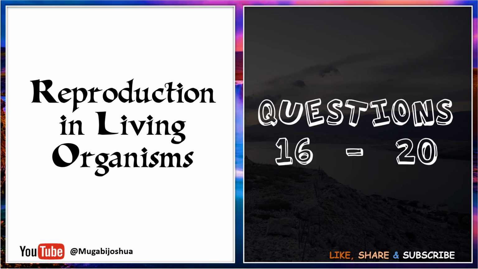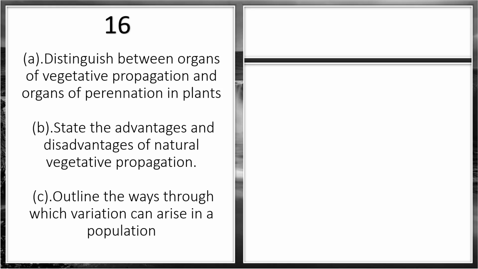Questions 16 to 20. Distinguish between organs of vegetative propagation and organs of perennation in plants. State the advantages and disadvantages of natural vegetative propagation. Outline the ways through which variation can arise in a population.